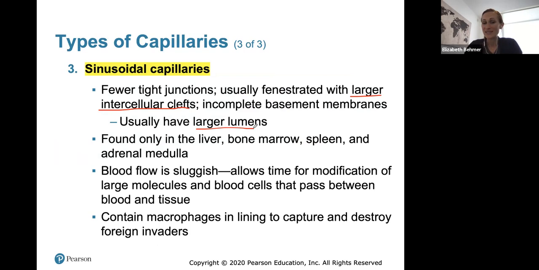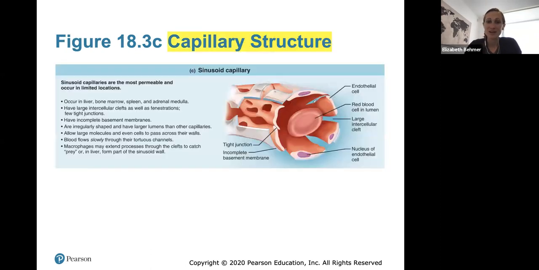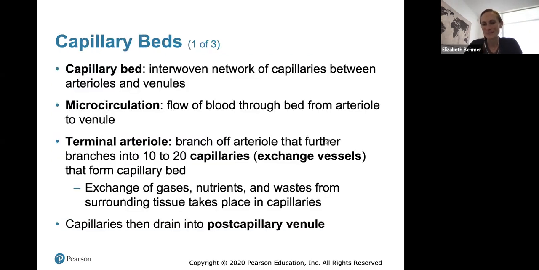Blood flow through these is sluggish, and this will allow time for any sort of modification of large molecules in blood cells that pass between the blood and tissue. They contain macrophages, which are part of our immune cells, to capture and destroy foreign invaders. So the sinusoid capillaries are the most permeable, but they occur in limited locations. So we'll only find them in the liver, bone marrow, spleen, and adrenal medulla. They will have very large spaces or clefts between cells. So these are the most permeable sinusoids.